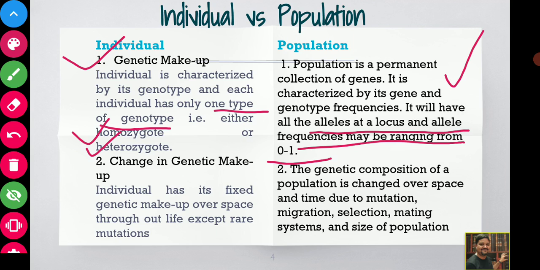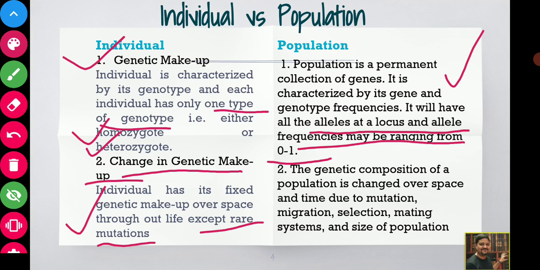So second is the change in genetic makeup. Now you define the individual and population in terms of genetic makeup. How will changes be there in the genetic makeup of an individual? There will be very rare change in the genetic makeup of an individual. Our genetic makeup of an individual is fixed. It will not change until and unless there are rare mutations. So mutations are very rare. So an individual has a fixed genetic makeup.